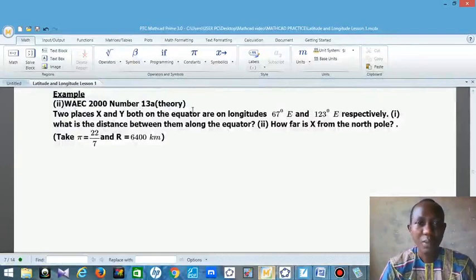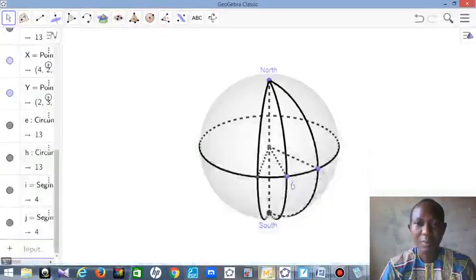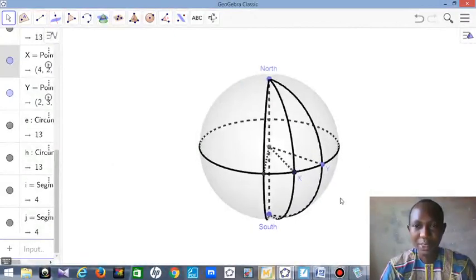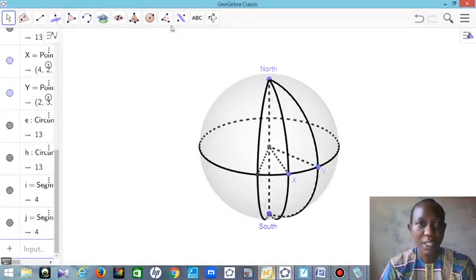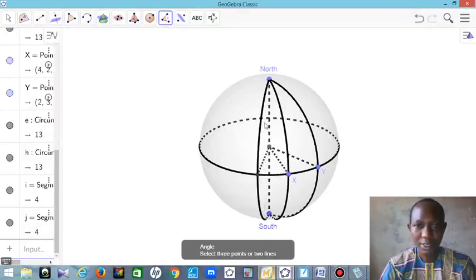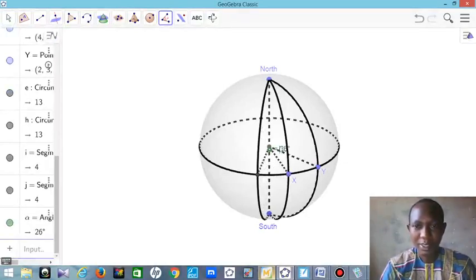Two places X and Y, both on the equator, are on longitude. So the first longitude is 67 degrees east. That means, which is X, you can see it. East is towards your right, which is this one. So let me put the angle so that we can see the angle very well. Let me label the two angles first.